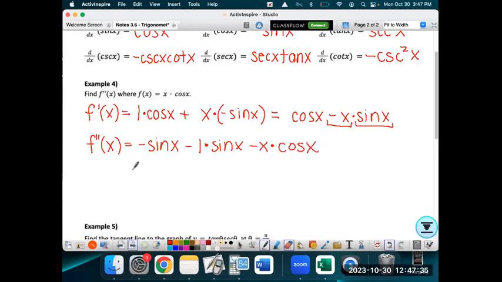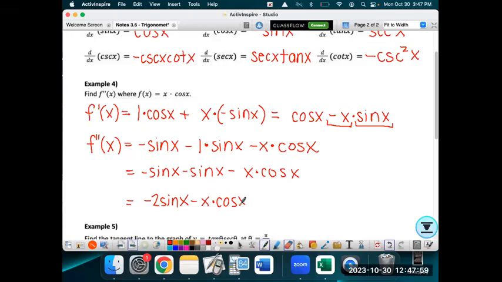And then clean that up a little bit. So negative sine x minus sine x minus x times cosine x. Oh, it looks like I have like terms here, so I'm going to write that as negative 2 sine x minus x times cosine x.